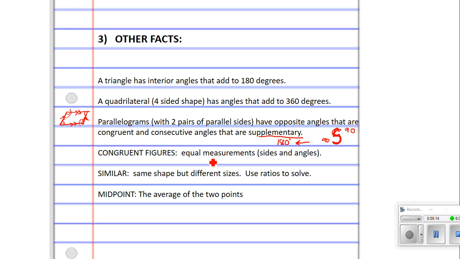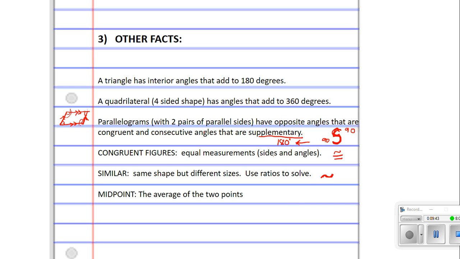Congruent figures have equal measurements, meaning you can have equal measurements of sides or angles, and we use this symbol. It's an equal sign with a little curvature on top. Similar means same shape but different sizes. You have scale factors. You have to make sure all the scale factors work for all the sides. You use the ratios to make sure that they're all similar. Similar is just the top part of the congruent symbol.